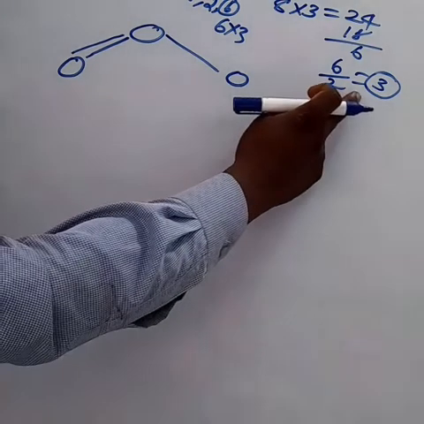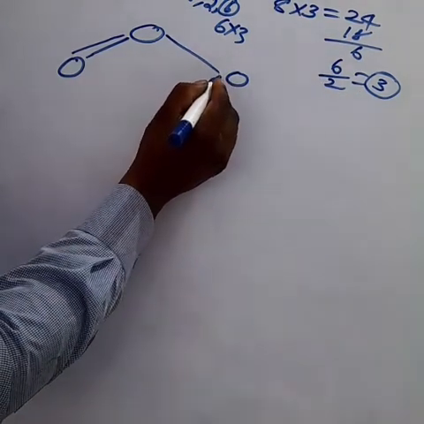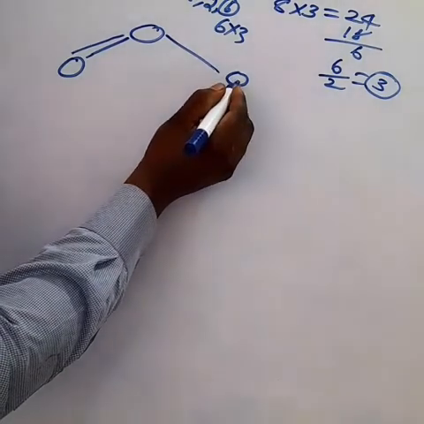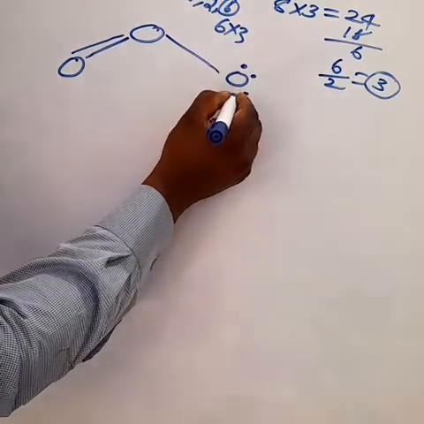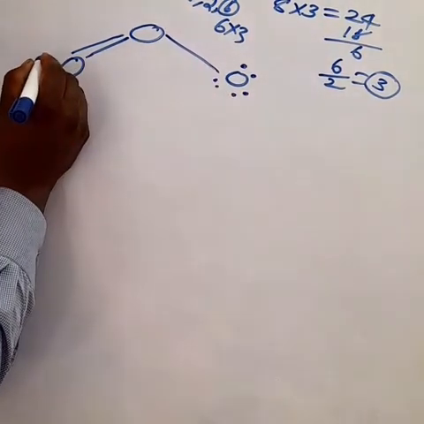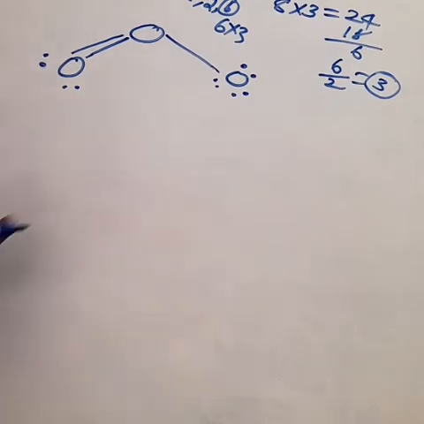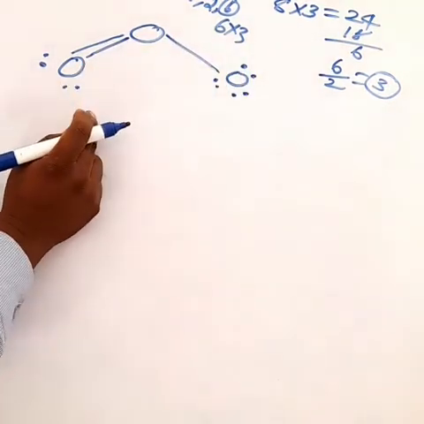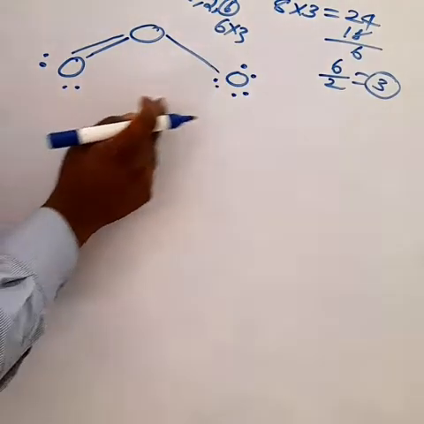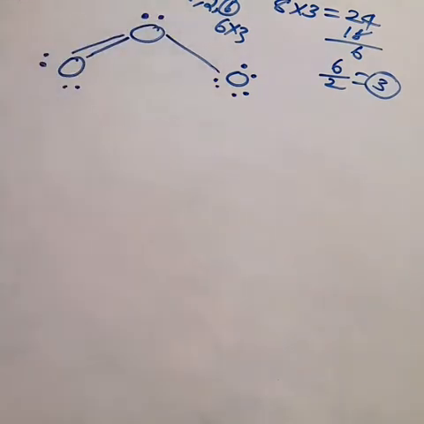How can you make the electron dot structure? Previously I told you that if a single bond is present, make it 6 electrons, and for a double bond, make it 4 electrons. Don't forget that. Single bond 6 electrons, double bond 4 electrons. That is 6 plus 4, 10. Remaining we have 2 more electron dots, so make it 2 dots on the center oxygen.